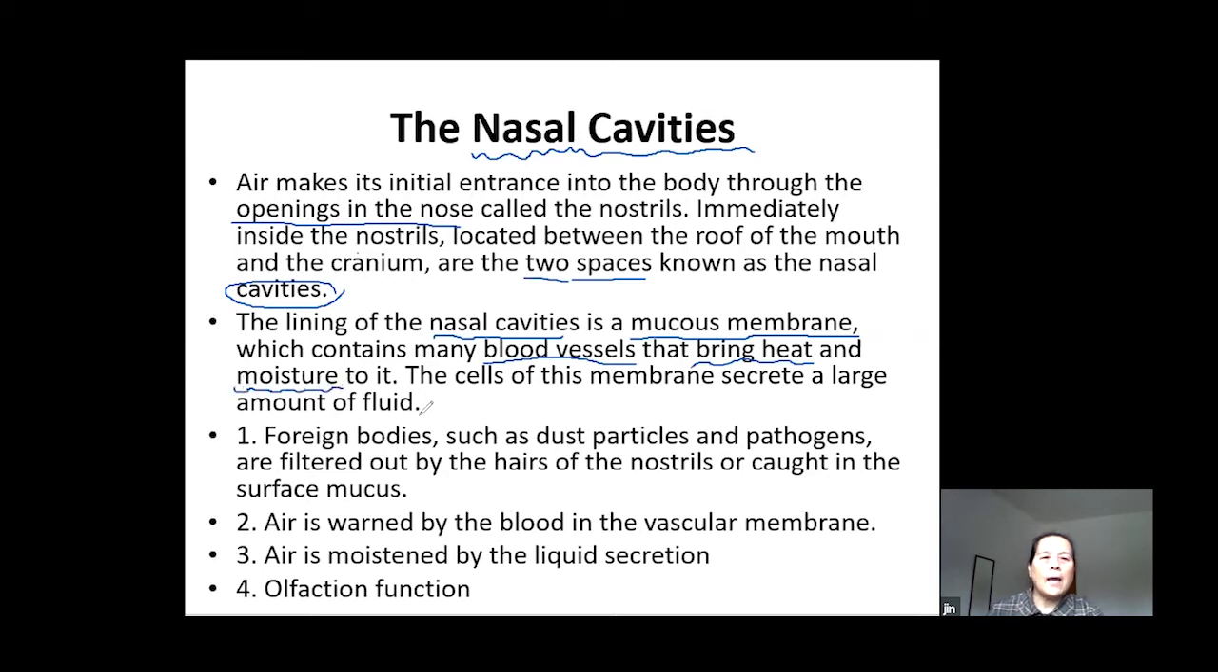So we know inside the blood, the main part is fluid. And the cells in the nose cavity can secrete a big amount of fluid, especially when people are getting sick. Yeah, a lot of discharge. But normally, there is still some amount of fluid secreted, providing moisture for the nose cavity.